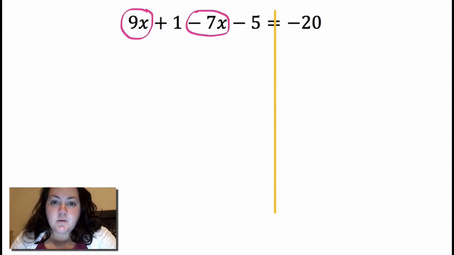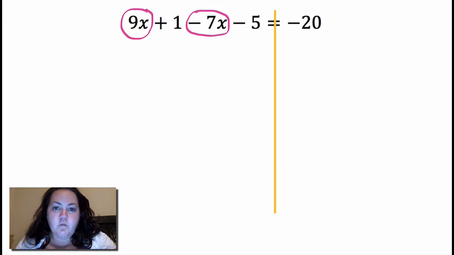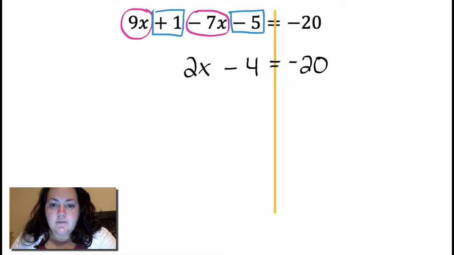I'm going to put my x terms with x terms, and I'm only combining like terms on everything on the left side and then everything on the right side. On the right side all I have is a negative 20, so I'm not going to touch that. I'm just going to bring it down until I bring something over with it. So 9x minus 7x would give me 2x, and then I have 1 and negative 5, which are just constants, and when I combine those I get negative 4. And I'm going to bring down the negative 20.